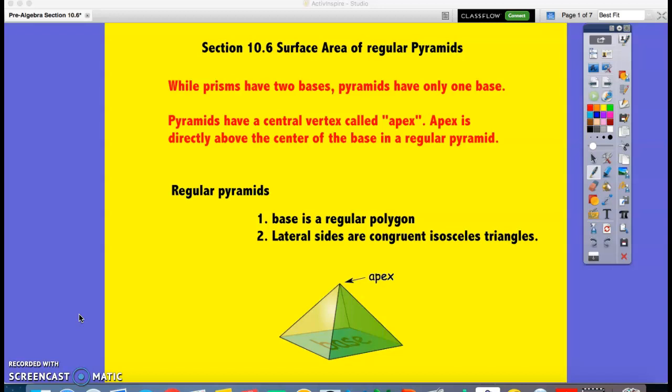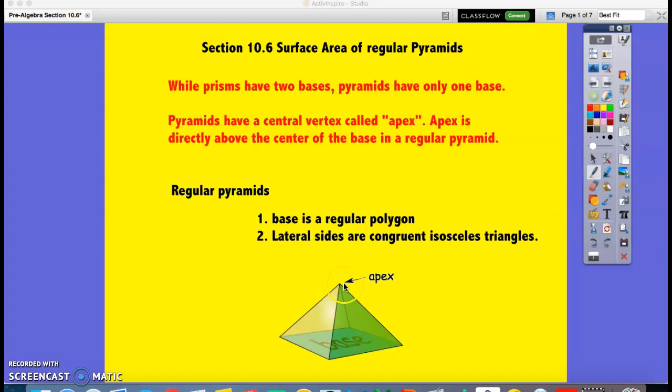Amen. So today we are going to look at section 10.6, the surface area of a regular pyramid. So, yesterday we learned about prisms. While prisms have two bases, pyramids have only one base.